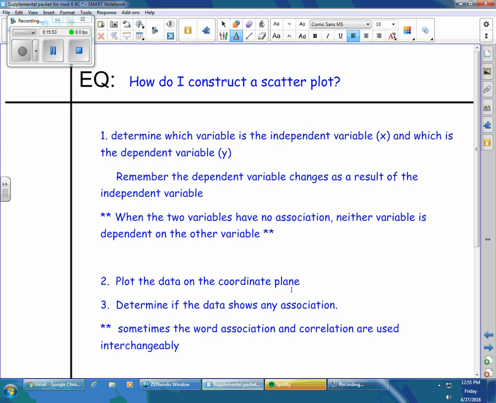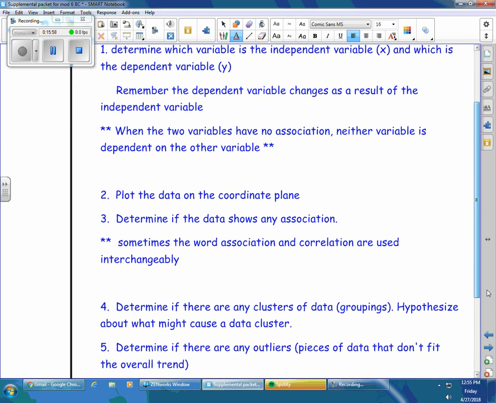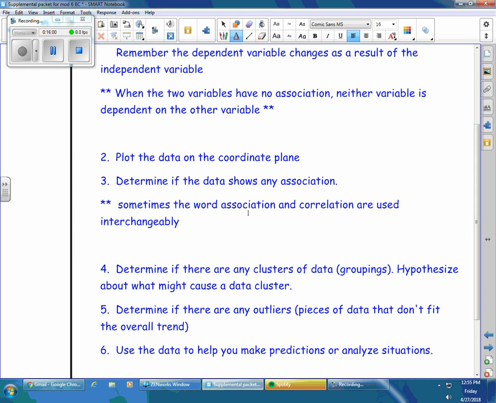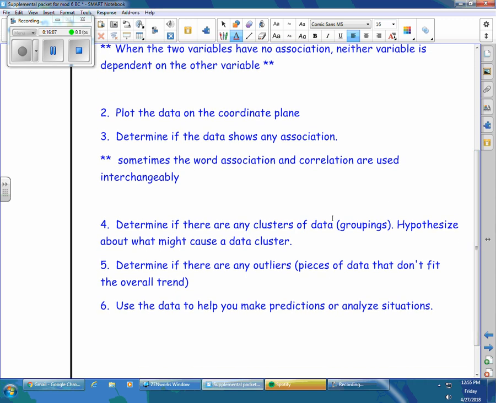Next, you're going to plot the data on your coordinate plane. Third, you would determine if the data shows any association. Sometimes the words association and correlation are used interchangeably. Fourth, determine if there are any clusters of data or groupings of data, and hypothesize about what might cause a data cluster. Determine if there are any outliers, pieces of data that don't fit the overall data trend, and then use the data to help you make predictions or analyze situations. That's why we use scatter plots, because we're analyzing something or using that information to make predictions.